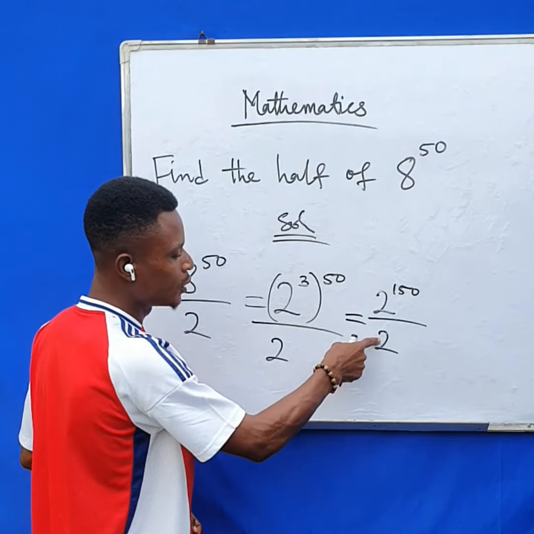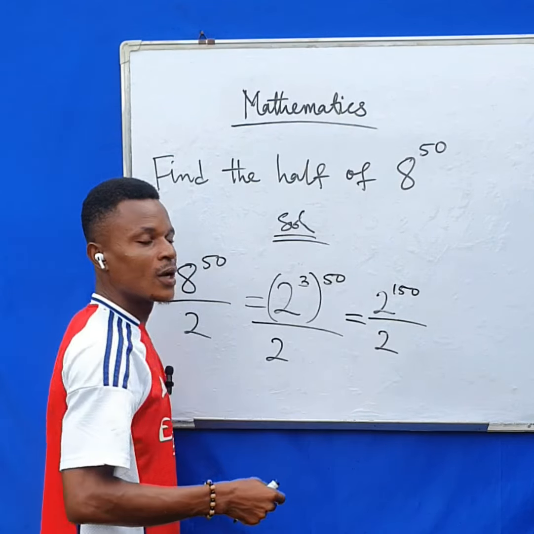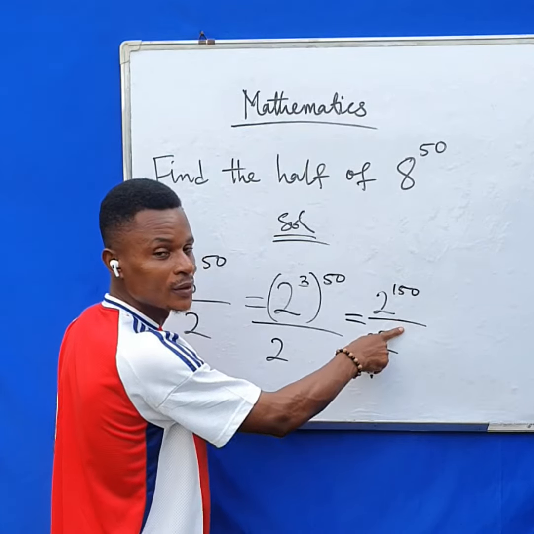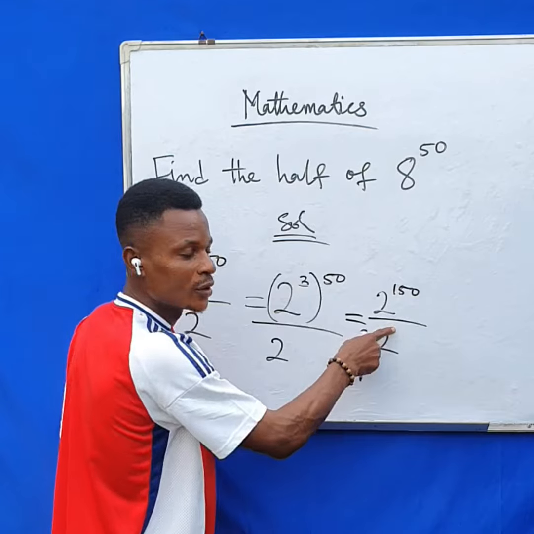If you look at this 2 here, it doesn't have any visible power. You can't see any power here. According to the no power law of indices, if a number is without a visible power, the power is 1. So because this 2 doesn't have any visible power, it means the power is 1.